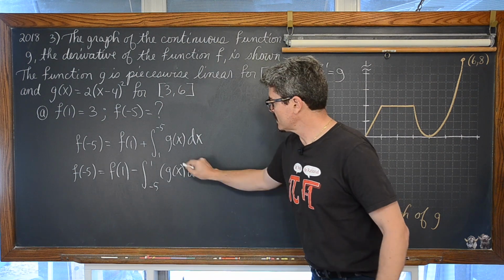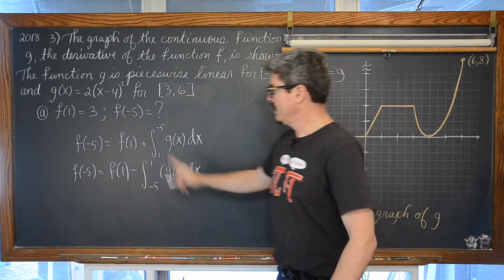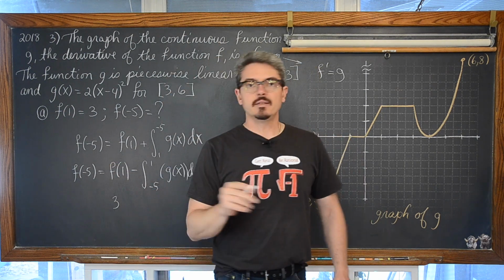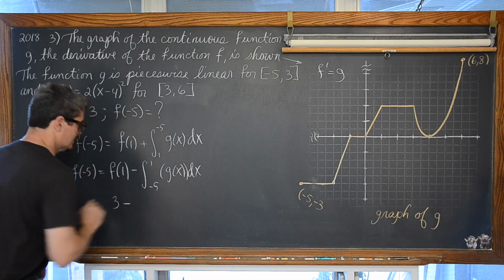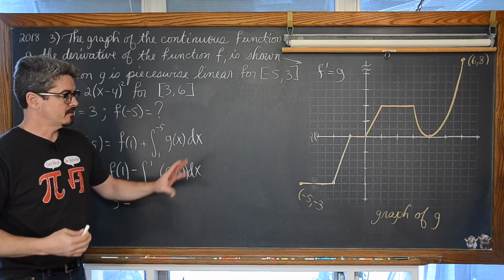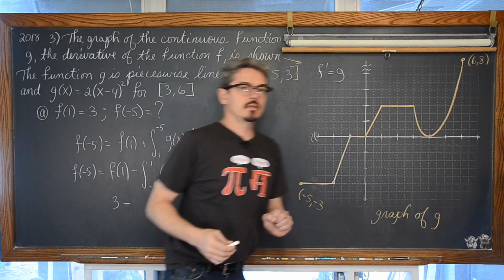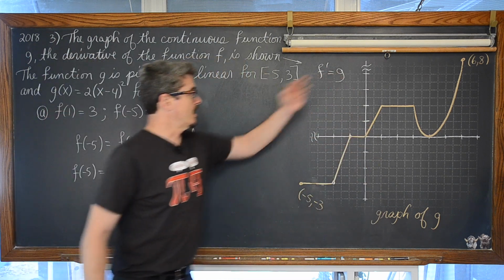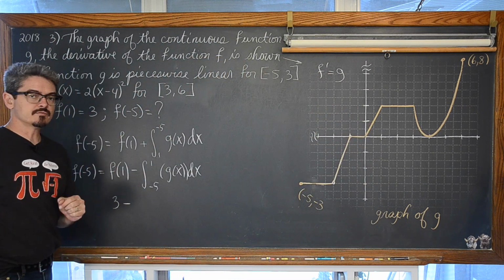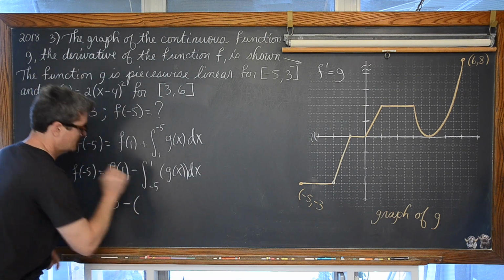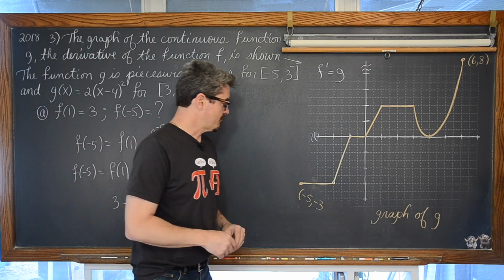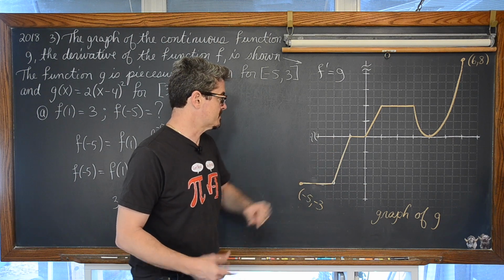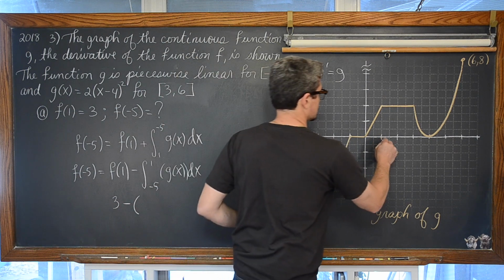Okay, so now here we go. F of 1 starts off and is equal to 3. Now we're going to subtract the area that we accumulate in this graph, which is g or f prime, from negative 5 to 1. Okay, well our area from negative 5 to, basically we're looking at negative 2. Scales on this would have been nice.